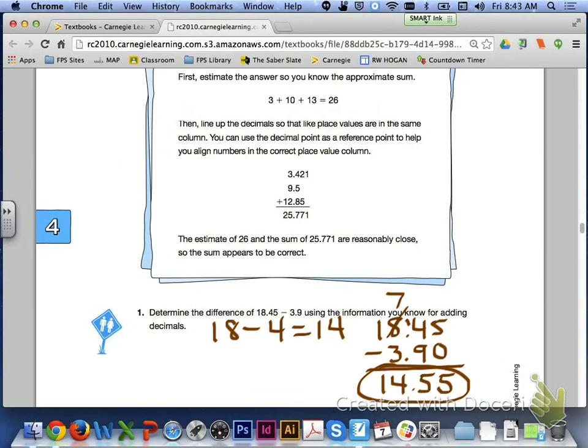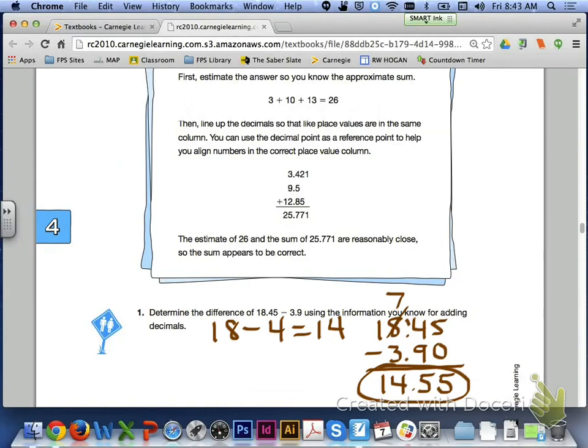So first I have my estimate. 18 minus 4 is going to give me 14, so I should know that the exact answer that I come up with should be somewhere around 14. When I do carry out my subtraction, you can see that my decimal points are lined up, so each of my place values are lined up. I hope you can also see that I added a 0 in my hundredths place as a place value filler in order to help me carry out the subtraction.